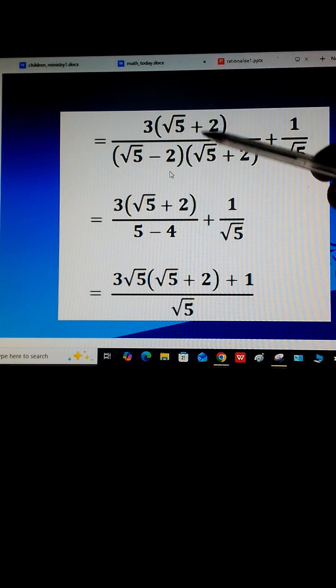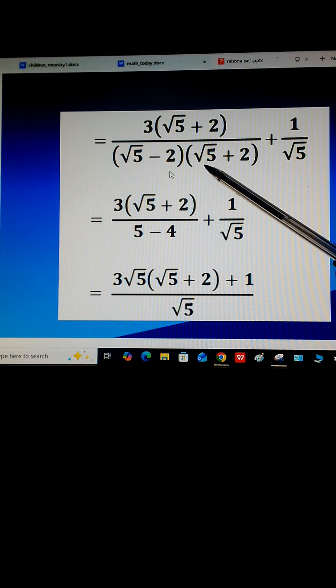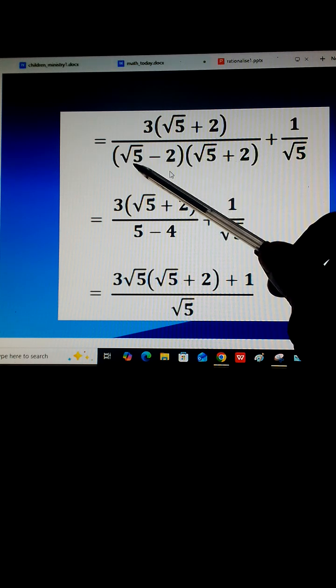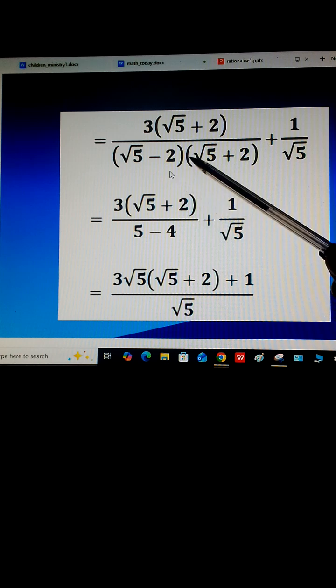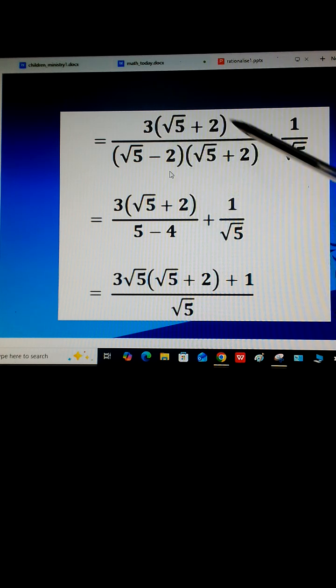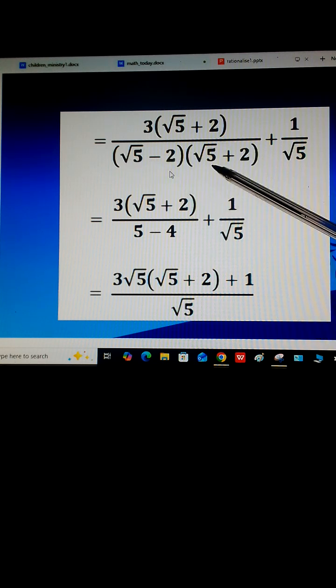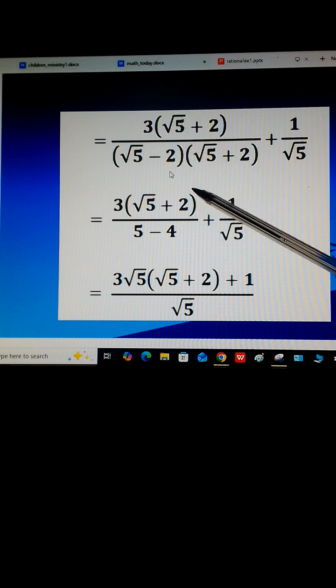That's what I've done here. So I've introduced this term here. I'll multiply the root 5 minus 2 by root 5 plus 2. And I have to do the same thing with the numerator so that I don't change this fraction. So this denominator is of the form a plus b into a minus b, which is equal to a squared minus b squared. We call it a difference of squares.